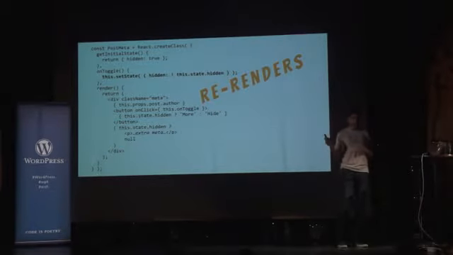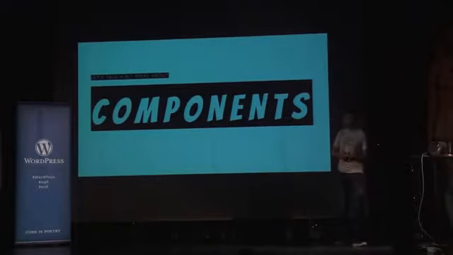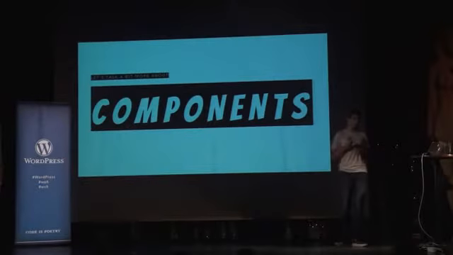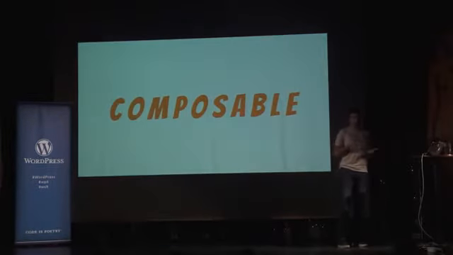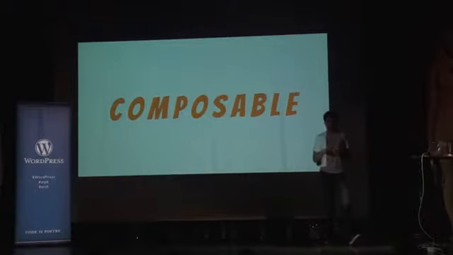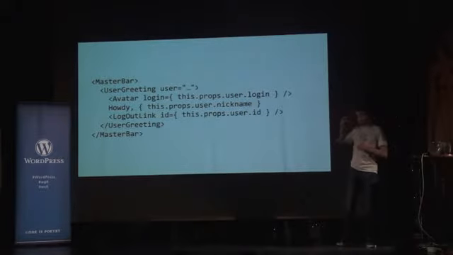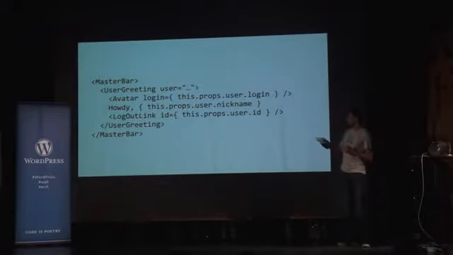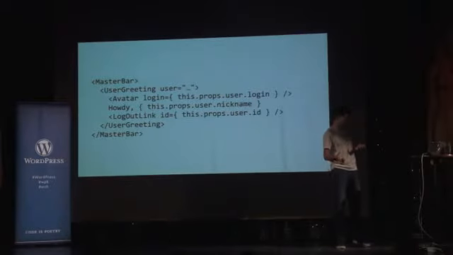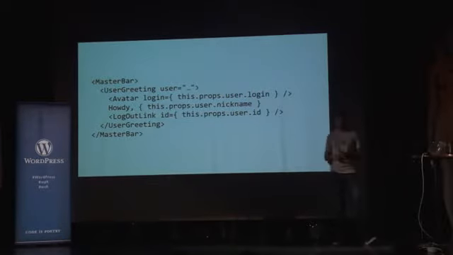I want to go a little bit deeper about why components can be really cool. The first reason you kind of already saw is that components are composable. We can nest them incredibly easy and as deep as we want. We can have a master bar, and then inside we have a user greeting, inside we have an avatar, inside we have some text, inside we have some logout link. We don't need any boilerplate.